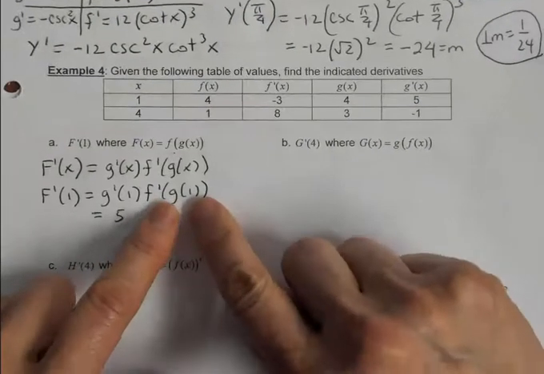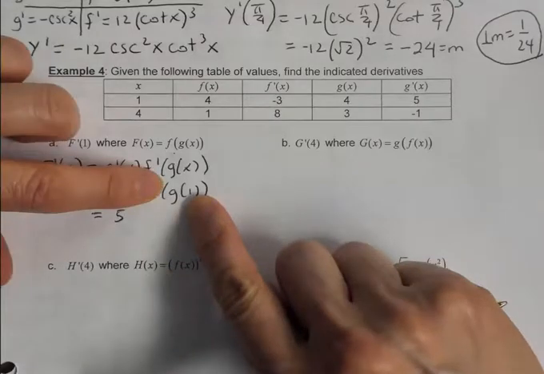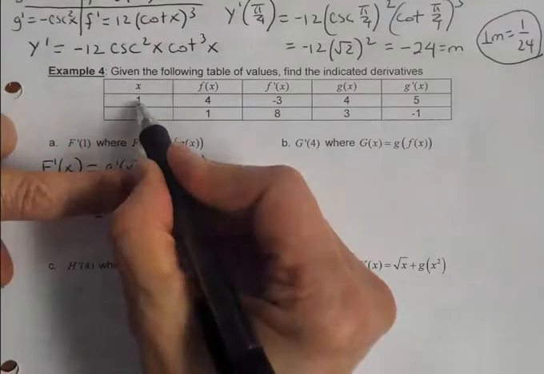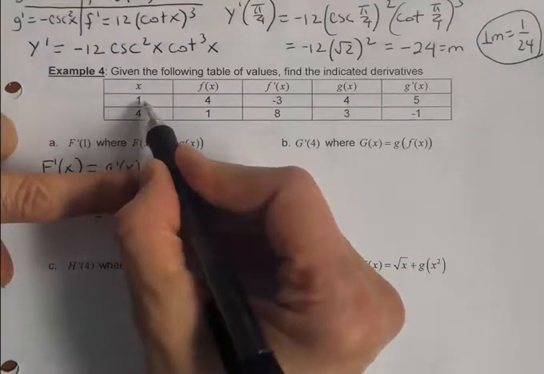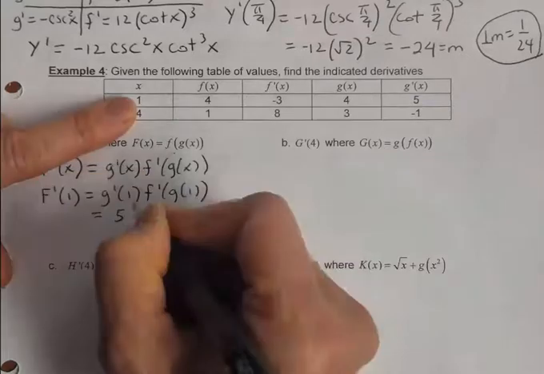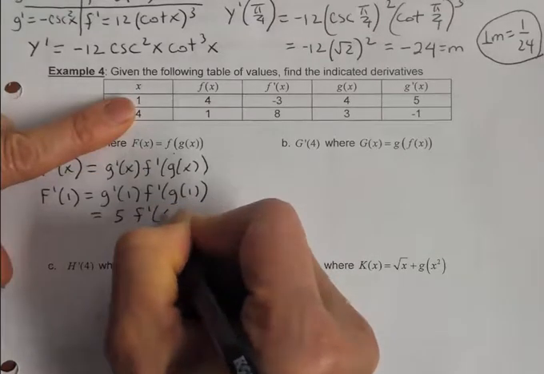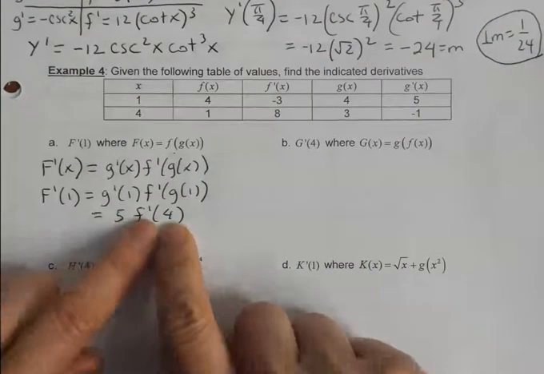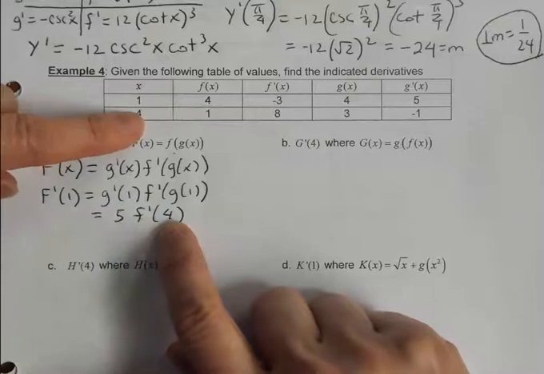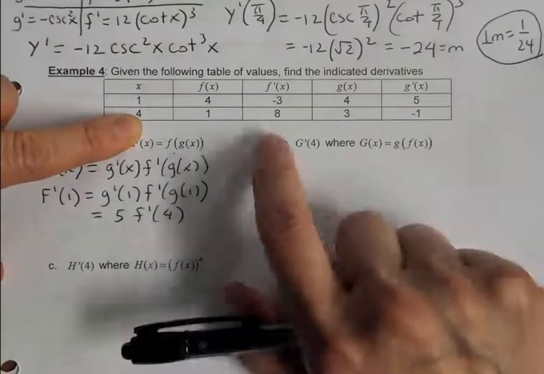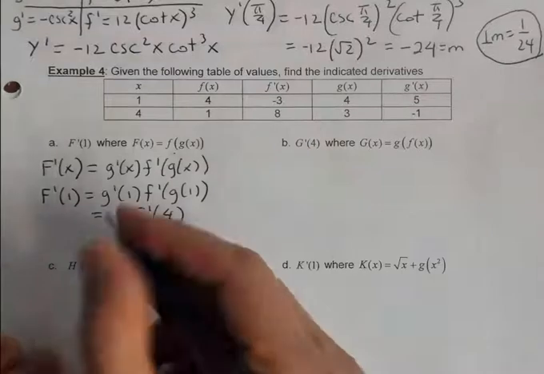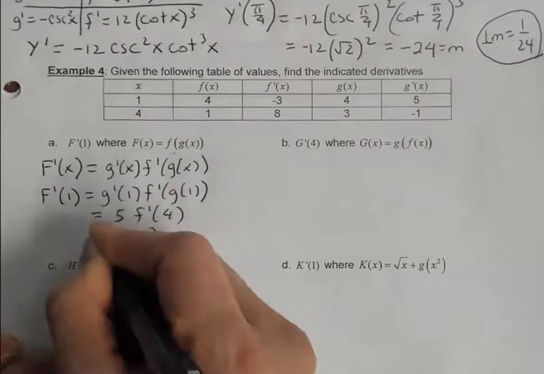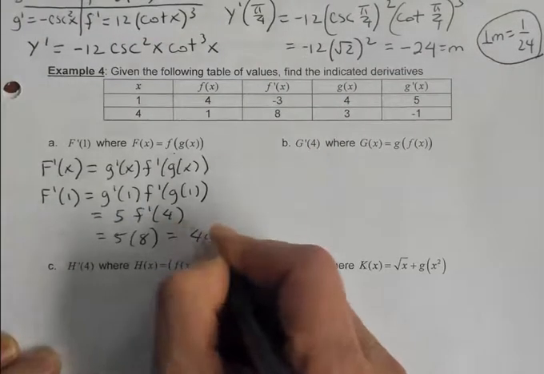And then this one is a composition, so I first need to do g of 1. So what is g of 1? I go to 1 again. This time I go to the g of x, so that'll be a 4. So this will be f prime of 4. And then I go to x is equal to 4 right here, and then I'm going to go to the f prime, so that'll be 8. So then I get 5 times 8. So the answer is 40.